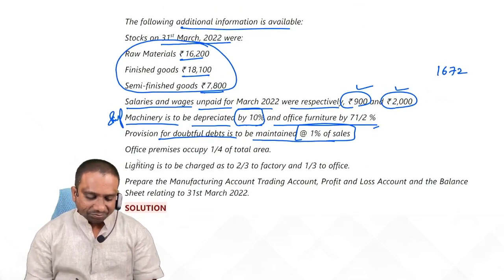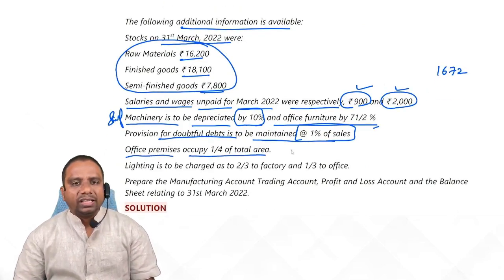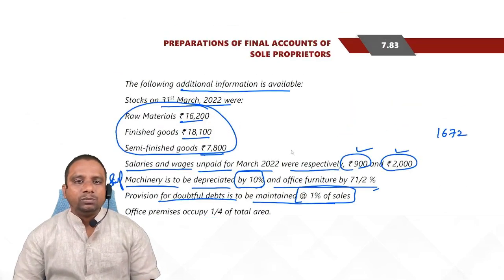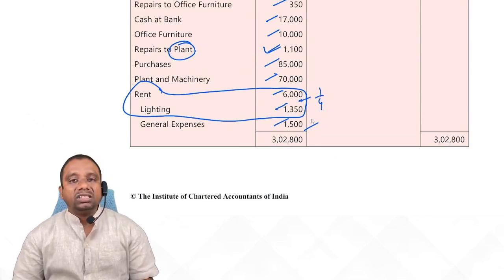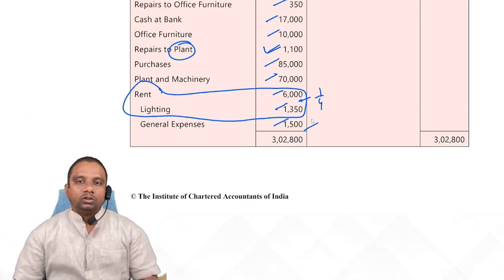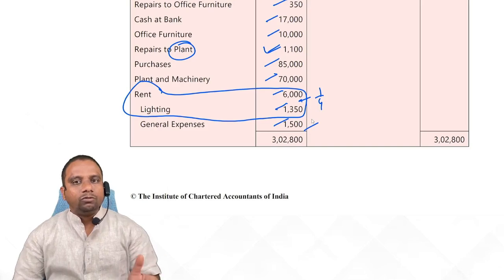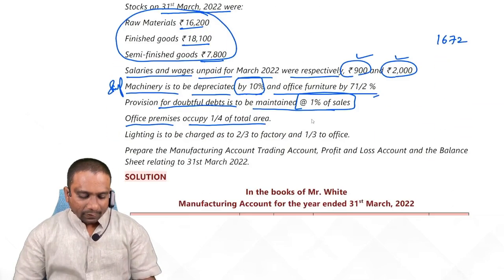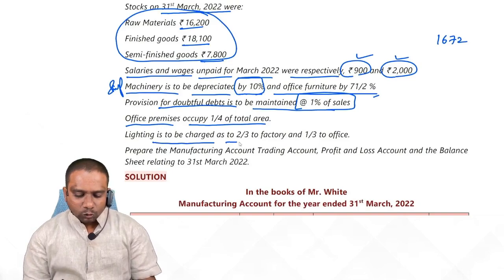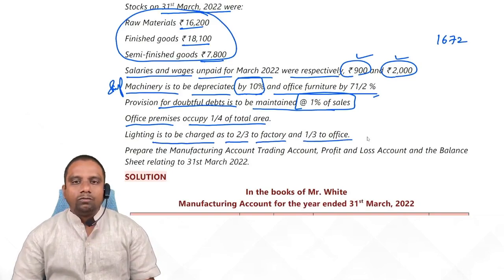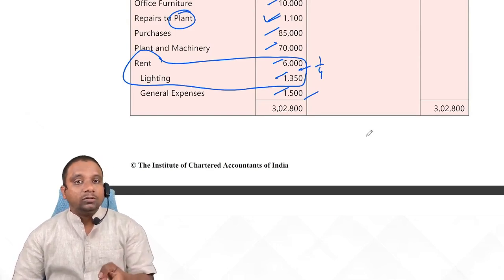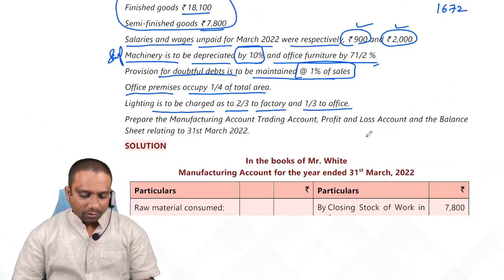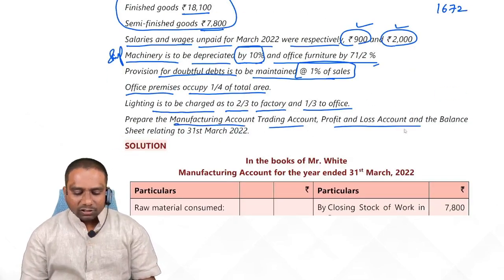Next one, office premises occupy one-fourth of the total area, which is used for distribution of rent. If you observe, rent is 6,000. One-fourth is office, that means the remaining three-fourths is factory. So three-fourths of rent, manufacturing account debit; one-fourth rent, P&L account debit. Next one, lighting is to be charged 2/3 to factory and 1/3 to office. Already they are giving lighting charges as 1,350. Out of that, 2/3 factory means manufacturing account debit, 1/3 P&L account debit. Over. Prepare manufacturing account, trading account, profit and loss account, and balance sheet.